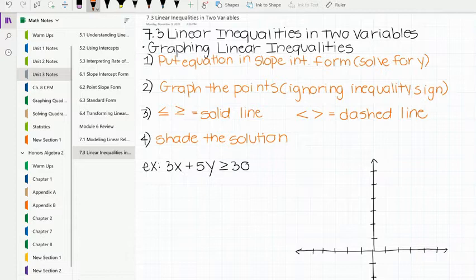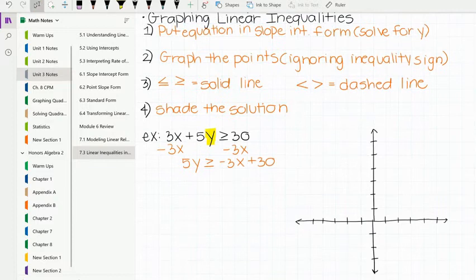So we are going to go ahead and get started with this first example. We need to solve for y to put this in slope-intercept form. So we're trying to get y by itself so we're able to graph this. The first step would be to subtract 3x from both sides. So we would get 5y is greater than or equal to negative 3x plus 30.